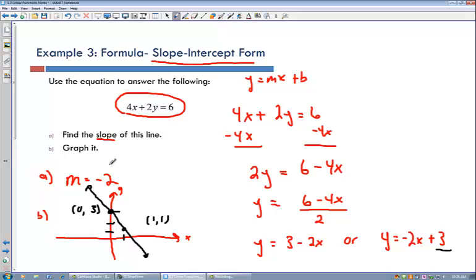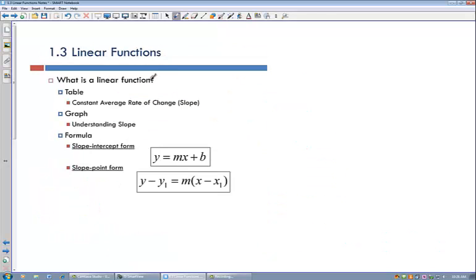Let's talk about the next formula. So the next formula is the slope point form. And the idea of this is you're given slope and point. This one is the more useful formula really in this class. And so in high school, basically, I learned this. And in this class, I want to focus on this formula.